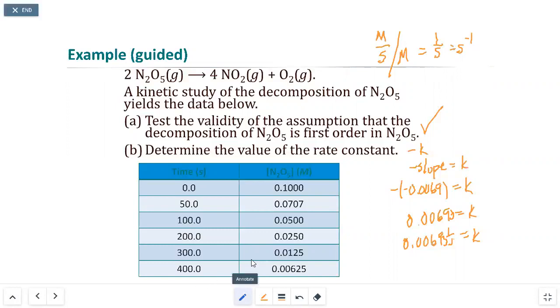So if you are given a data table that looks like this, that is what you'll have to do with it. If you're just given a concentration versus time kind of thing, know that that's integration, that you're going to have to do the graphing. If you're given one of those big long tables with all the rows and columns, that's your method of initial rates there.